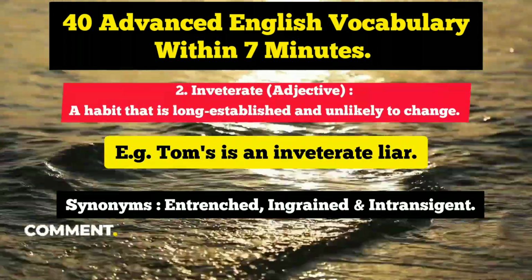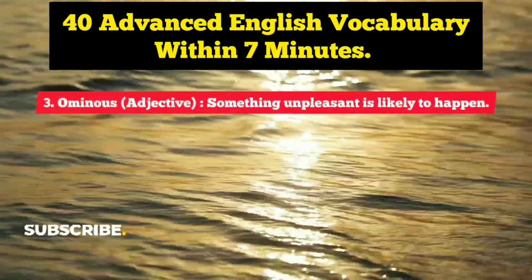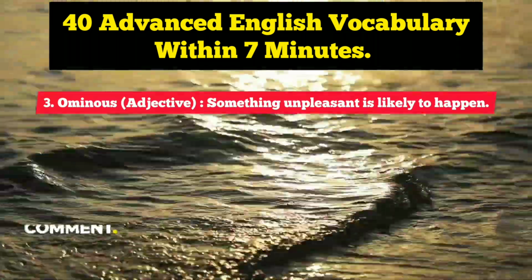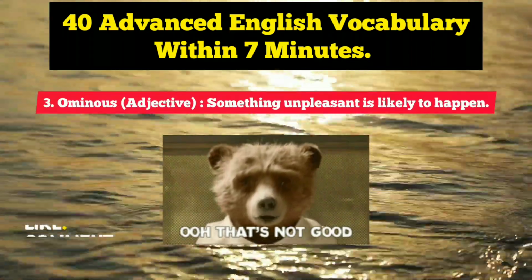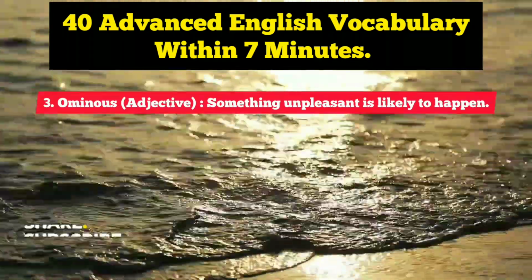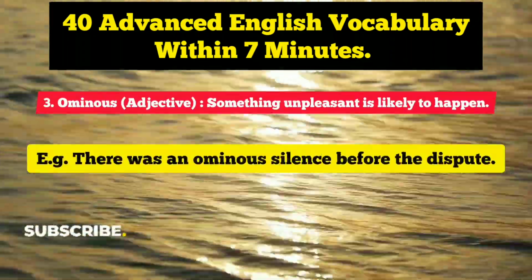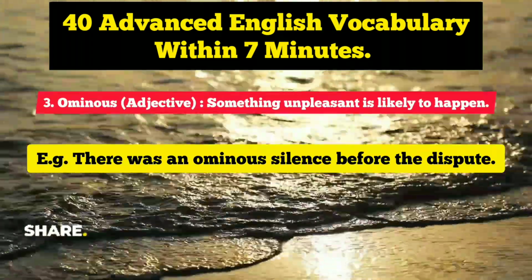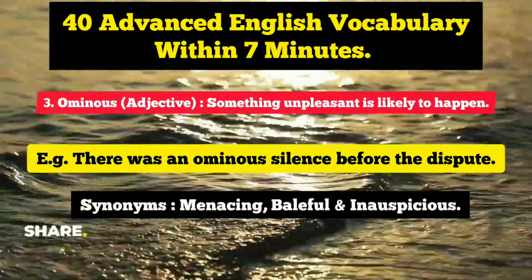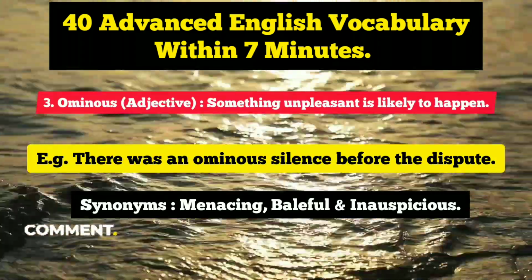Up next we are going to see the third advanced English vocabulary for today, that is ominous. Ominous is also an adjective. It means something unpleasant that is likely to happen. That is called ominous. As you see the example on your screen, there was an ominous silence before the dispute. So that means there was a very unpleasant silence before the dispute. So we can use 3 synonyms. First is menacing, the second is baleful, and the third is inauspicious.